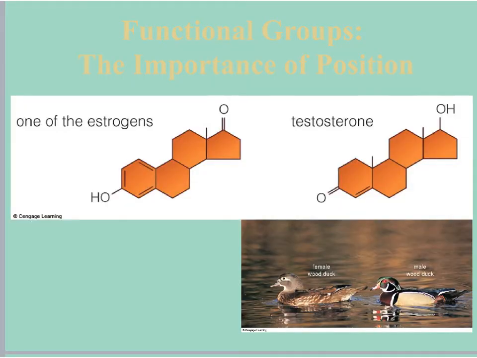So depending on where a functional group is found on the molecule will also determine how that molecule functions. If we just look real quick at these two examples right here, you see that we've got estrogen and testosterone. Estrogen being the dominant female hormone, testosterone being the dominant male hormone. These two hormones give many living organisms what we recognize as female qualities and what we recognize as male qualities.